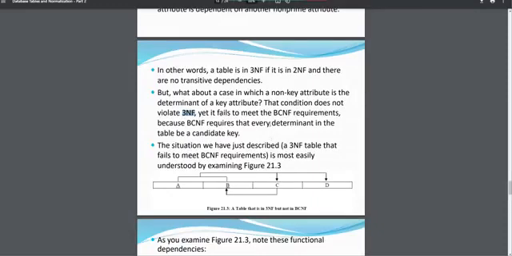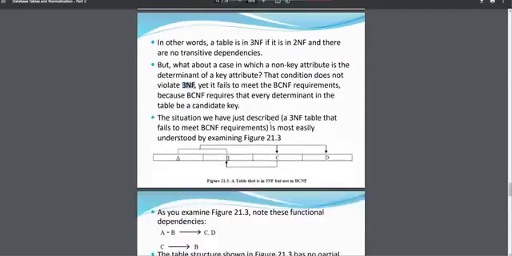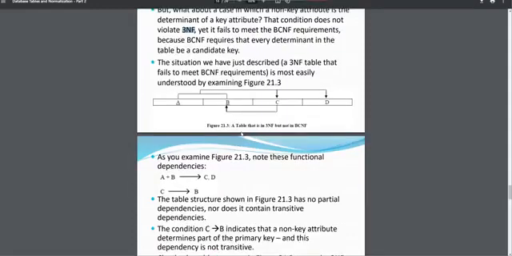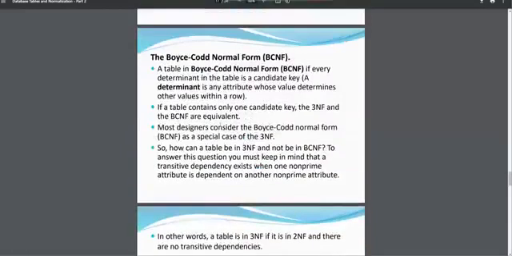How third normal form fails to meet the Boyce-Codd normal form requirement is most easily understood by examining figures like this. So here the problem is this one. We have third normal form, no transitive dependencies are there, but it is not in Boyce-Codd normal form. Look at this one, right? Due to this dependency, actually determinant, previously we mentioned this concept.